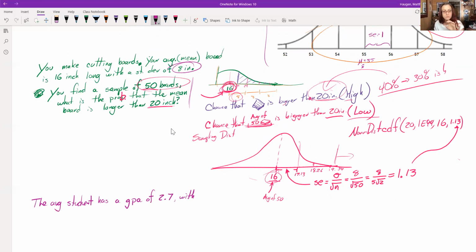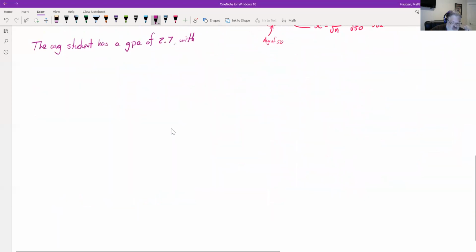And our sample size was large enough. But in this question, we're going to say the GPA has an average GPA of 2.7, with a standard deviation of, let's say, 0.3. And I'm going to say it is normally distributed.